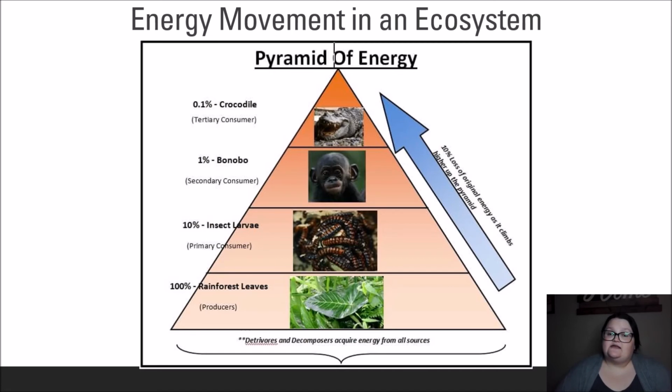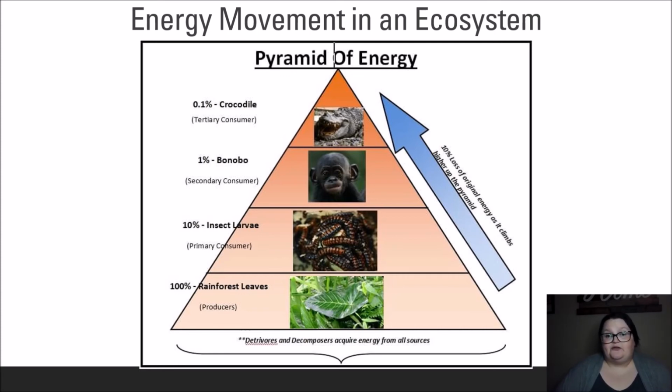Now that we have discussed how energy is generated in an ecosystem, let's discuss how it gets moved throughout. First, let's define some terms. A producer is any photosynthetic or chemosynthetic organism that produces glucose for energy. A consumer is anything that eats another organism, and they are defined in two ways: what they eat and how far removed they are from the producers.